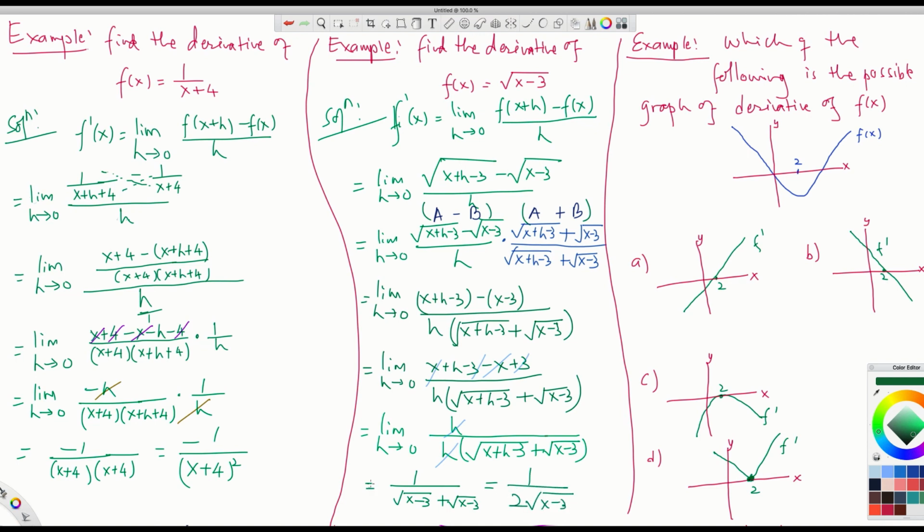Again, you don't have to write the limit anymore because there is no more h. You plugged in h equals 0 here already, so there is no more h, so you don't need to write the limit. Okay, so that is the final answer.